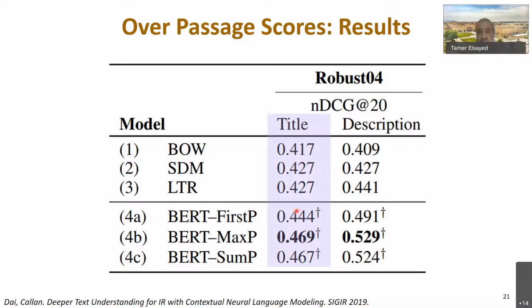We get higher scores, and of course, it's very clear that the first passage is not that effective. That can be expected, because we cannot say that the relevance of the document will always be represented by the relevance of the first passage. So max and sum seem better, and in terms of numbers, the max one is a bit better than the sum. So max or sum, I think they are reasonably better than the first. That's if we look at the title.